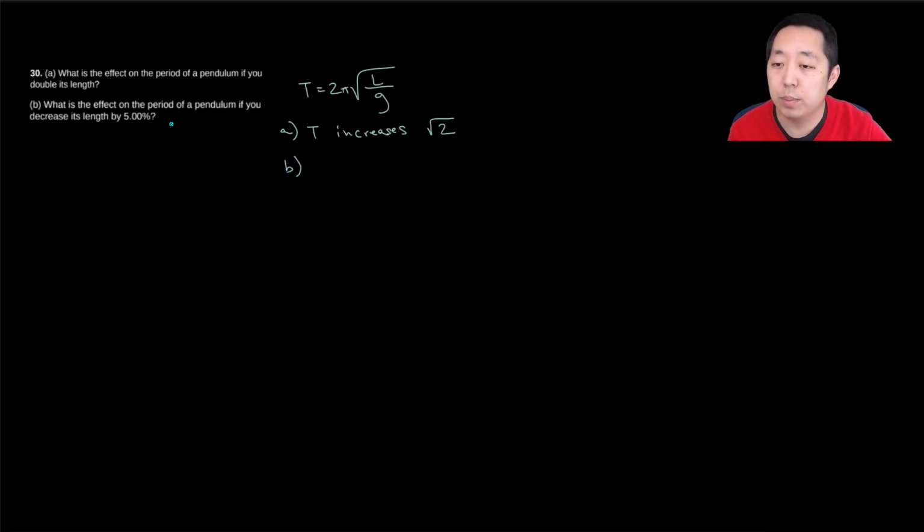What is the effect on the period of a pendulum if you decrease its length by 5%? So decreasing the length by 5% is saying the new length is 0.95 L, right? That's a decrease of 5%. And so T will decrease by a factor of root 0.95, because the L is under the radical here. If I plugged in 0.95 here, this would be root 0.95.